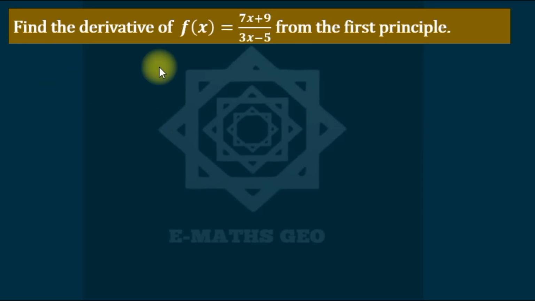Okay, we're asked to find the derivative of this function from the first principle. Before I solve this, so that you follow up easily, let's go back to the proof, because this is a quotient. So let's go back to the proof of the quotient rule from the first principle. It will guide this solution.